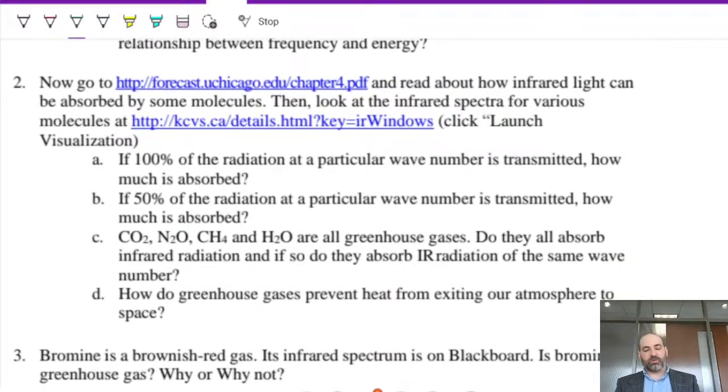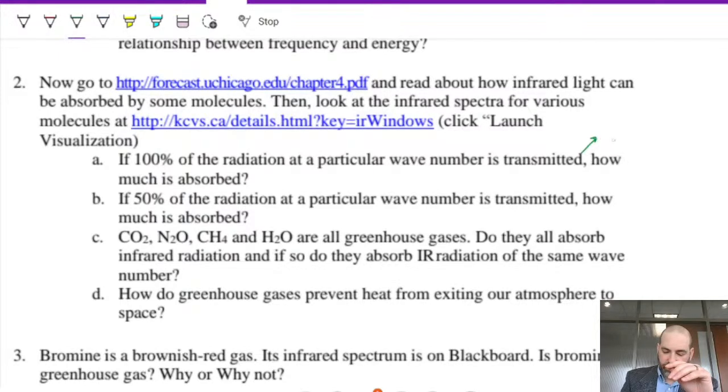Okay, so the next thing that we want to look at is how light interacts with matter in a way that is absorbing or emitting heat. This is where some people get really hung up on this particular activity. I think it's because these questions are actually simpler than they sound. So if 100% of the radiation of a particular type of light, that's what this wave number is, just a particular energy of light, is transmitted through something, how much is absorbed?